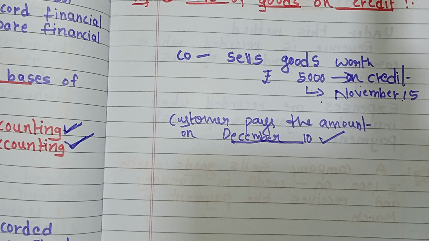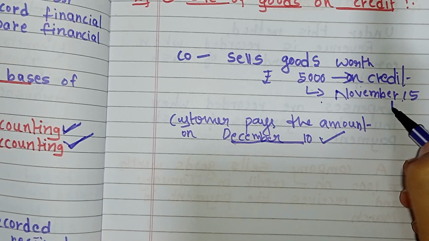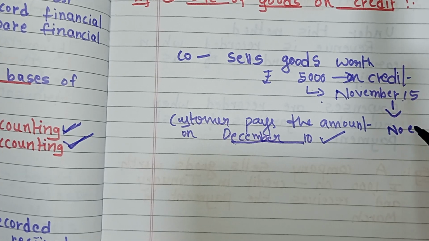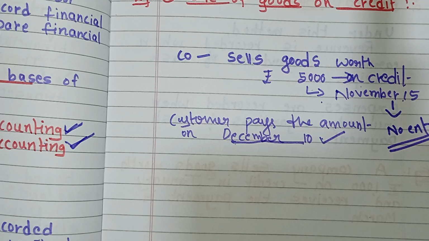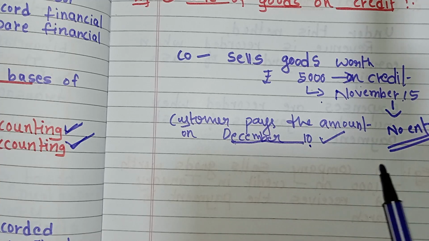And no entry is made on November 15. Fine, on November 15, no entry. On December 10, we need to record the transaction because the customer pays the amount on December 10. So as per cash basis of accounting, we need to record the transactions on December 10. Fine, I hope this point is clear to you all.